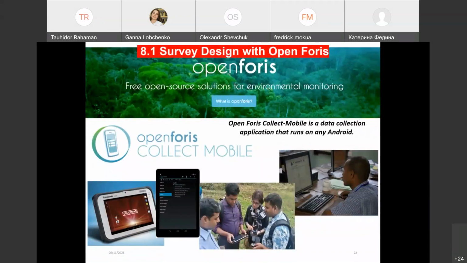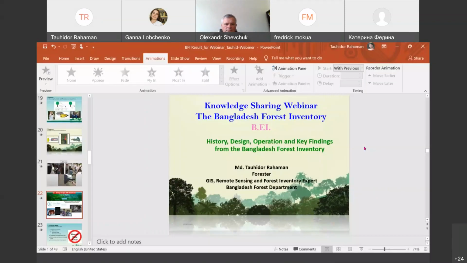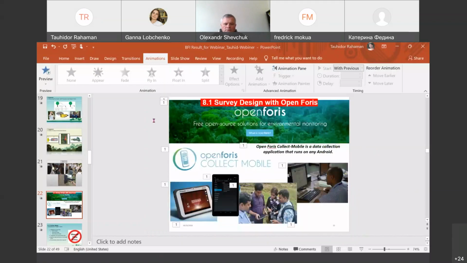So for survey design, we use Open Foris. Open Foris is developed by FAO. There are several tools like Open Foris Arena desktop, Open Foris Collect Mobile, then Calc, and SEPAL. So for our purposes, we have used 2 of their tools. One is Arena desktop for survey design, and another is Collect Mobile for data collection with the tab. Later on, I'll give this link in the chat box if anyone is interested. He or she can explore this.